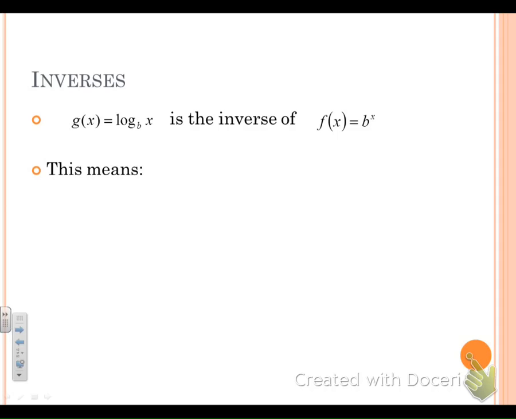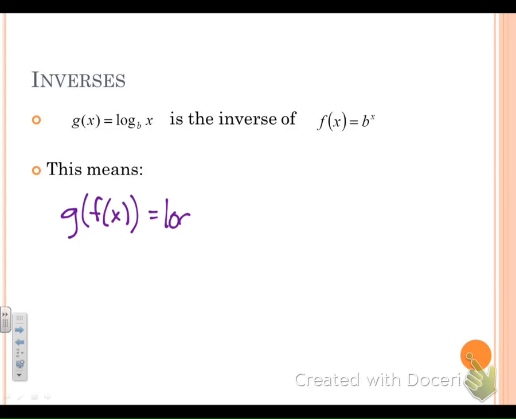So inverses. How do we undo things? The inverse of an exponential function is this log function. So this means the following. The composition g of f of x is going to equal, okay, wait a second. f's function is b to the x. I'm going to plug b to the x into the x position in g. So it's no longer going to be x here, it's going to be b to the x.